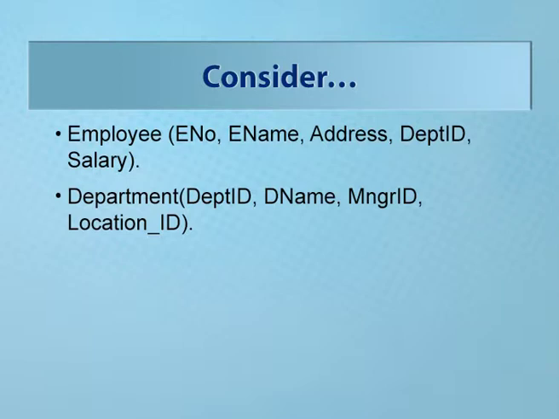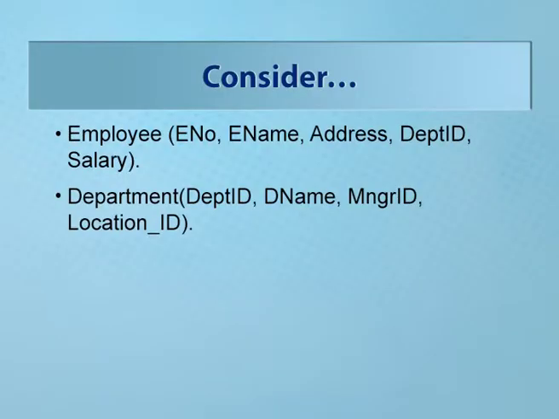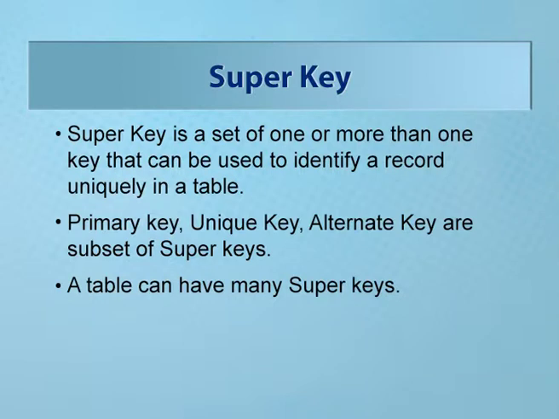Remember these 2 relations, which we will be working with throughout in order to identify which combination pertains to which key. Here you can see E number is underlined and department ID is also underlined. Let us move on to the definition of the super key. A super key is a set of one or more keys that can be used to identify a record uniquely in a table.